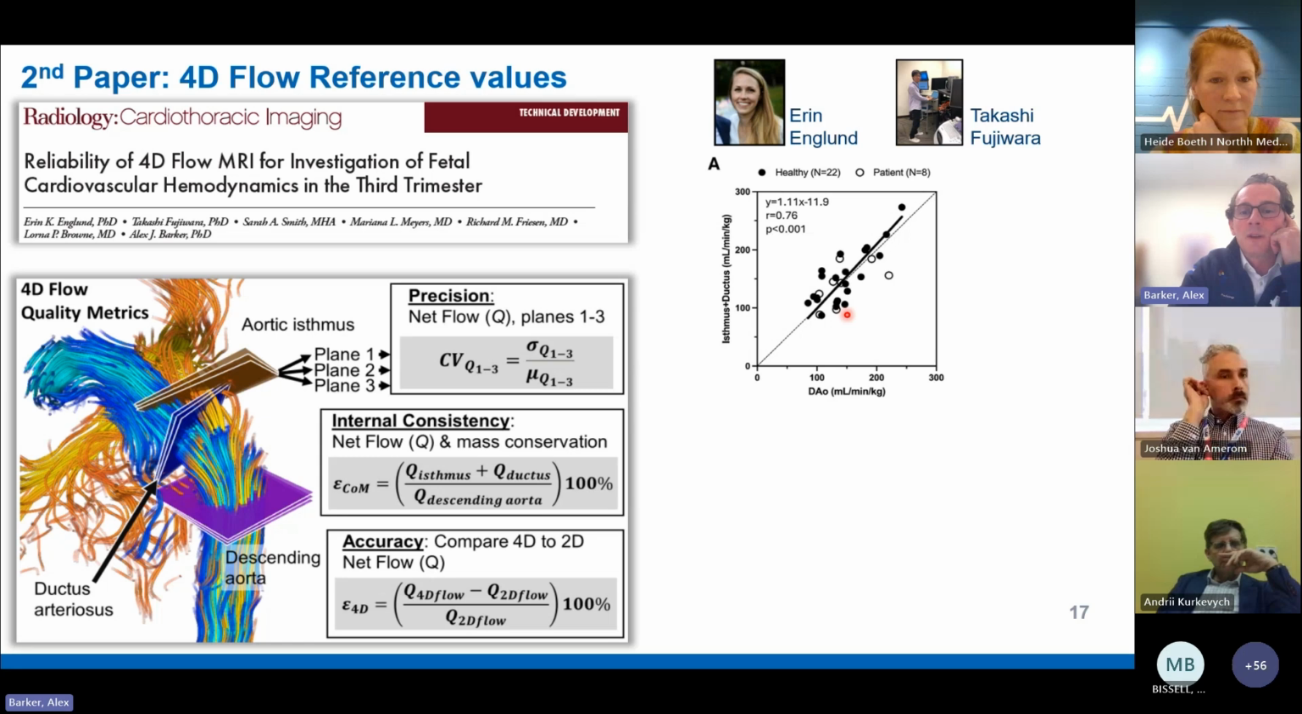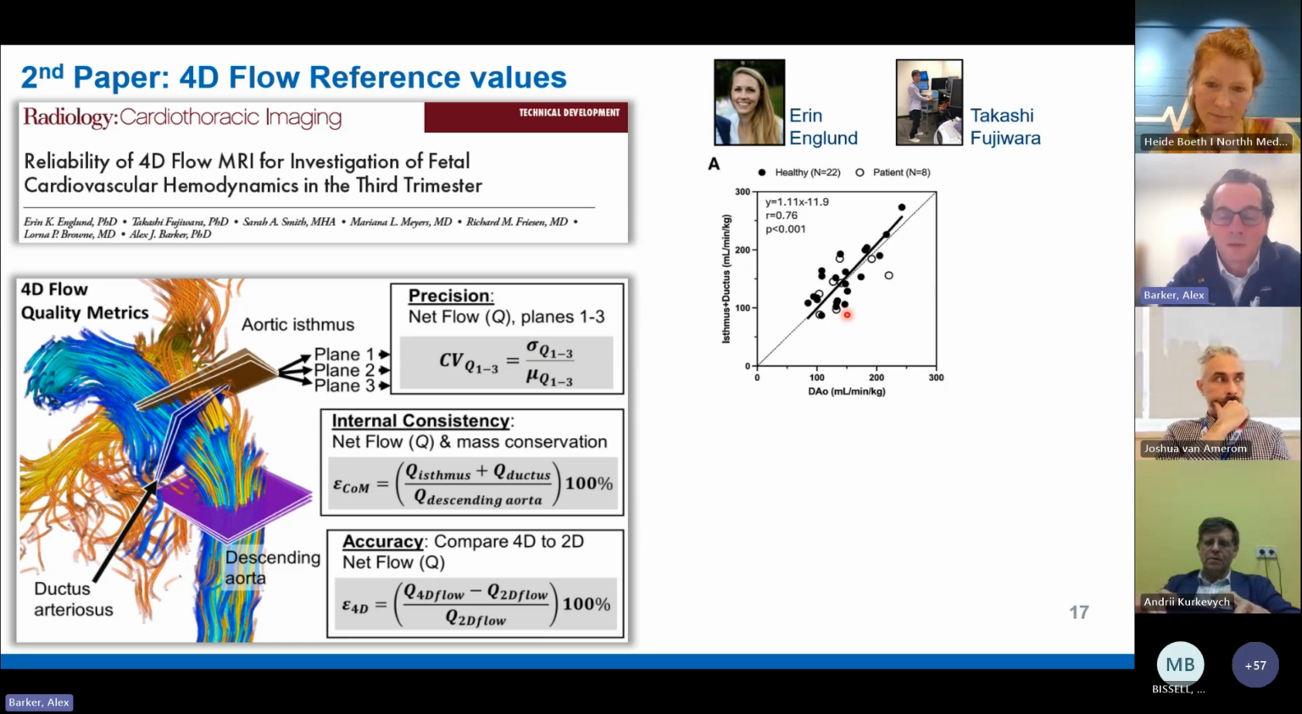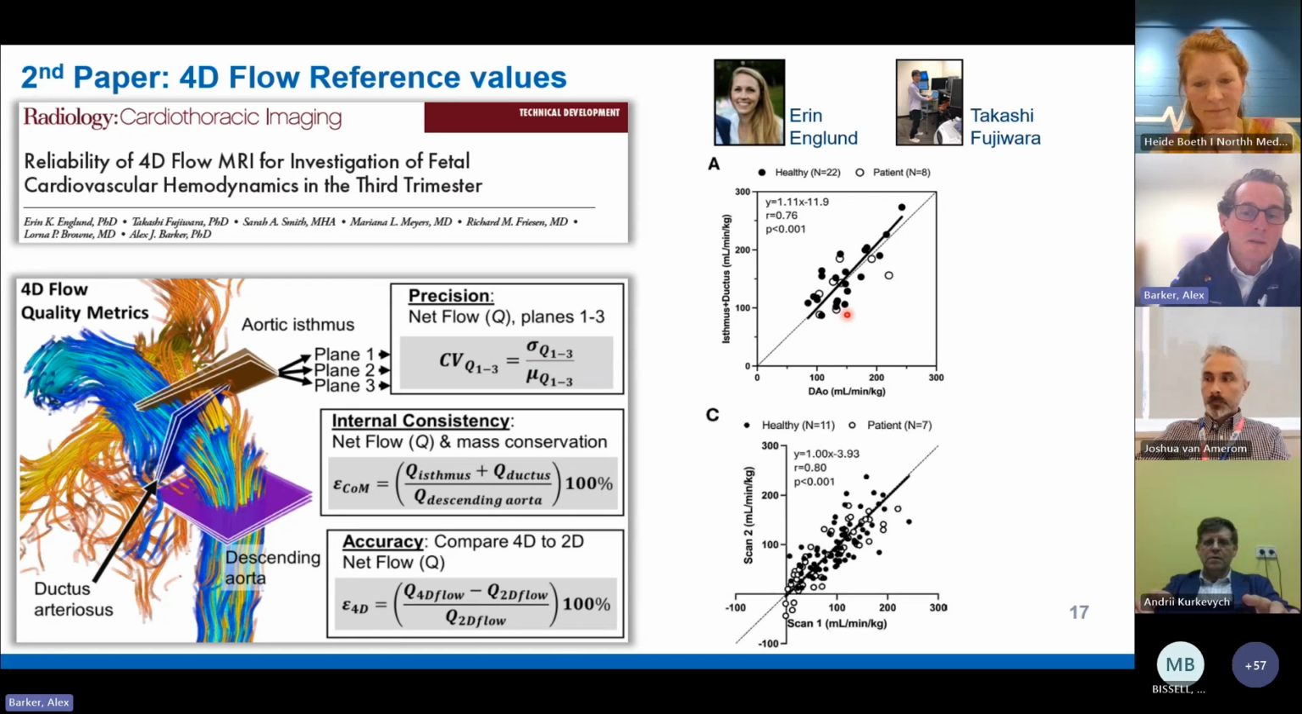Our error, when you look at the isthmus and ductus added together and the contribution to the descending aorta, is about 19%. But I think we can reduce that with motion correction, and I think Eric will talk about that in a moment. Scan-rescan reliability is pretty good, centered along unity when we make our flow measurements.